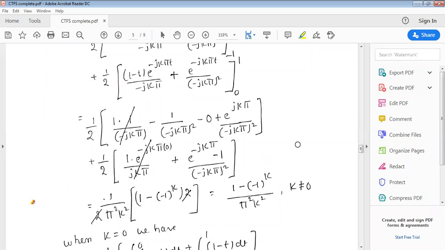Are you able to follow this step? Or any doubt you have? I am substituting the limits in whatever integration I have got. Any doubt?